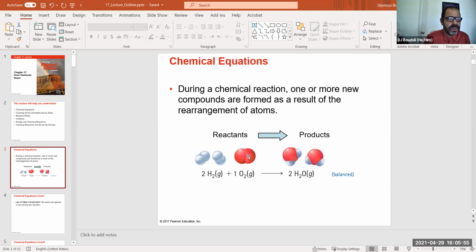In a sense, the oxygen, which was bound to another oxygen, is no longer doing that, but rather it's bound to two hydrogen atoms. And this is the water molecule, basically. So this is what the chemical reaction in a nutshell is.